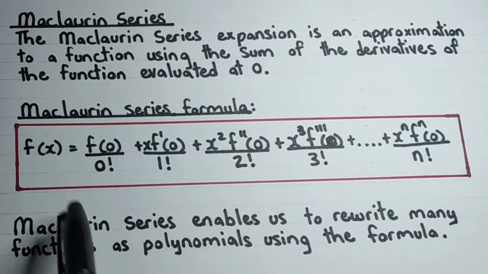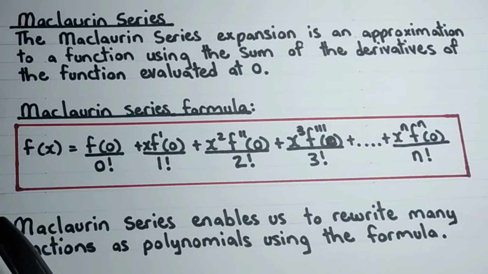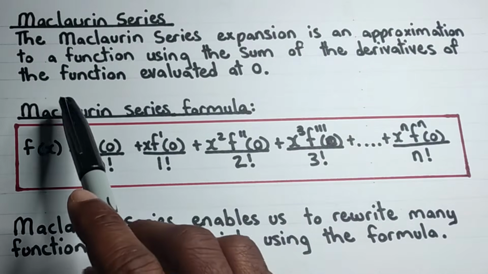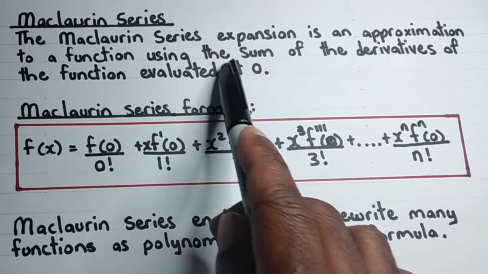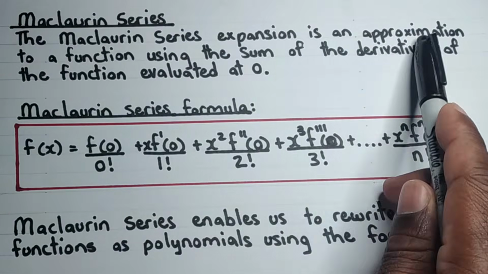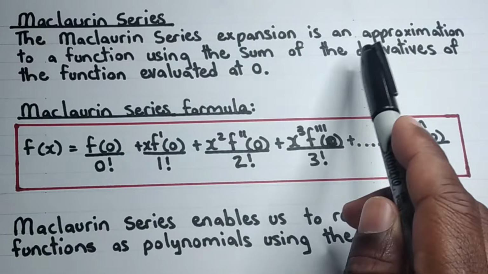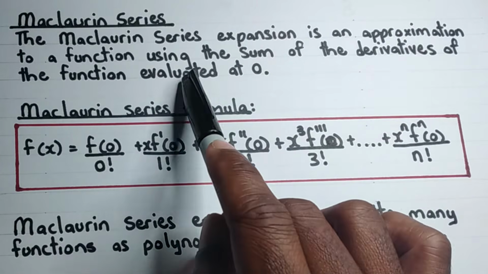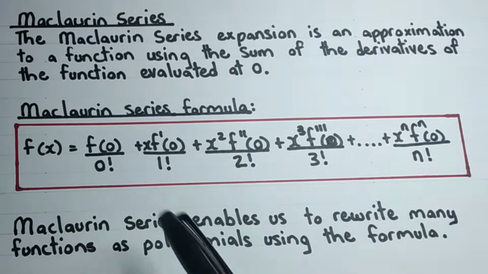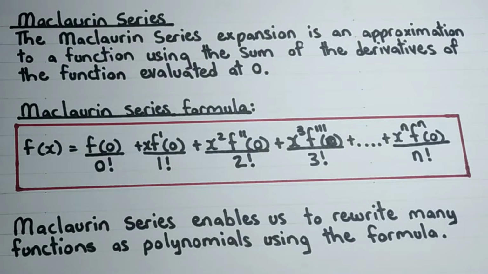Alright, so we want to look at the Maclaurin series. Now, according to this piece of information right here, the Maclaurin series expansion is an approximation to a function using the sum of the derivatives of the function evaluated at 0. So the Maclaurin series is a special case of the Taylor series, alright? And hopefully in the future I'll be creating a video demonstrating what the Taylor series is all about, alright?